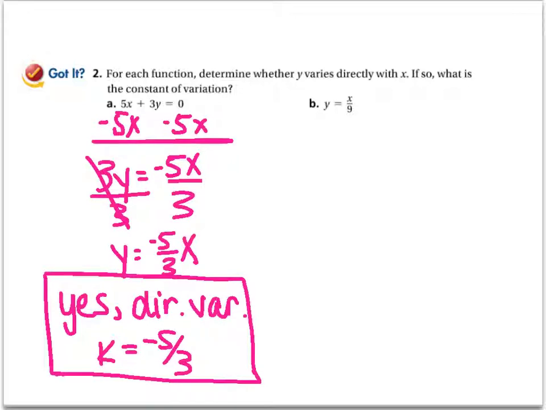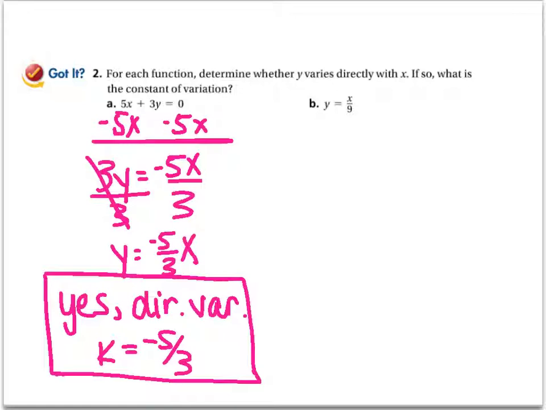And B is a little bit of a tricky one. What do you guys think? No, because x is being divided by what would be the k value. I told you it was tricky. Anybody have a different answer? If you multiply each side by 9, it'd be 9y equals x, so yes.